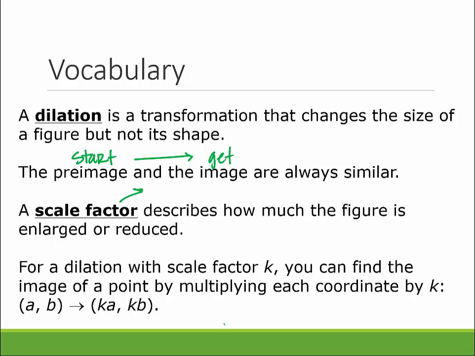The scale factor describes how much the figure is enlarged or reduced. And if your scale factor is greater than 1, that means it's enlarged. Like a scale factor of 2 means that it got twice as big. And if it's less than 1, that means it was reduced. Like a scale factor of 1/2 means that it shrunk. So for dilation with a scale factor of k, you can find the image of a point by multiplying each coordinate by k. So all we're going to do is take the coordinates, the x and the y, and multiply them by whatever our scale factor is.